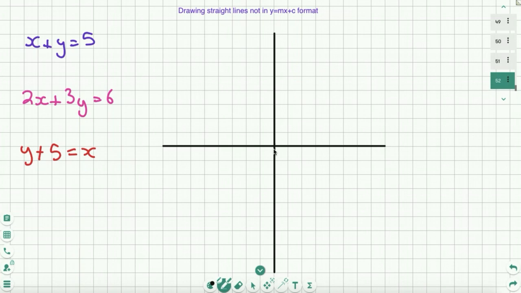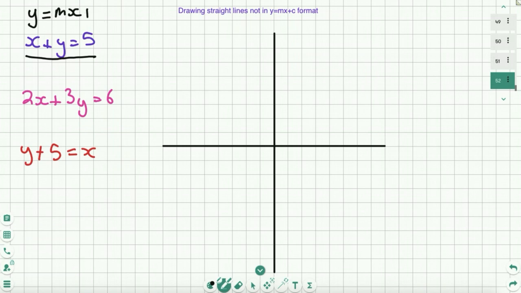Awesome. In the last section, we were looking at how to draw lines which are in y equals mx plus c format. But the problem is sometimes not all straight lines will be presented in this format. Take, for example, x plus y equals 5. Is this line in y equals mx plus c format? No, because in the y equals mx plus c format, y has to be by itself. Now it's being added by x. So how do we draw these lines?